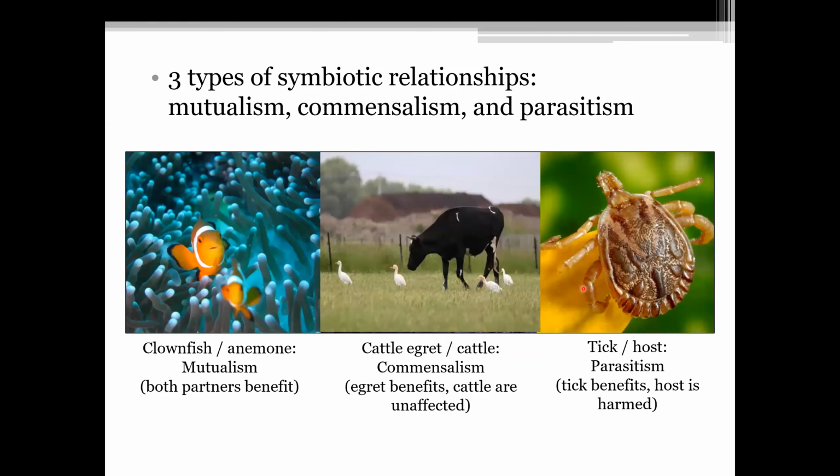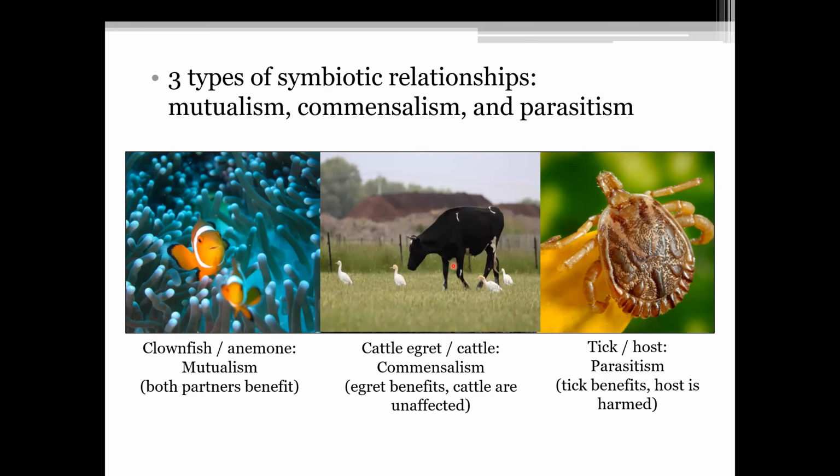And there are three types of symbiotic relationships. We have here mutualism. So the clownfish and sea anemone, I cannot pronounce that, but it's okay. They have a mutualistic relationship, so both parties are going to benefit. So they both are protected in a way by this interaction.